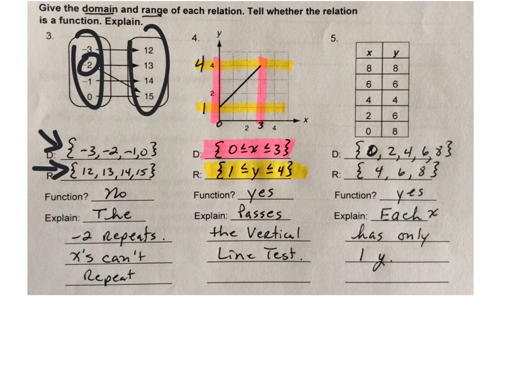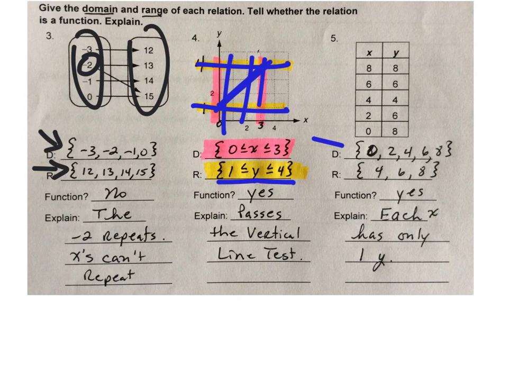On number 4, the domain is from here to here, therefore x is between 0 and 3. It's greater than or equal to 0, but less than or equal to 3. The range is the y values, so if you look at the y values, it goes from 1 to 4, and we're talking about this part right here. Therefore, y is greater than or equal to 1, or less than or equal to 4, and it is a function because it passes the vertical line test.